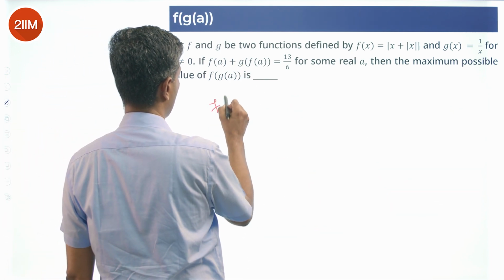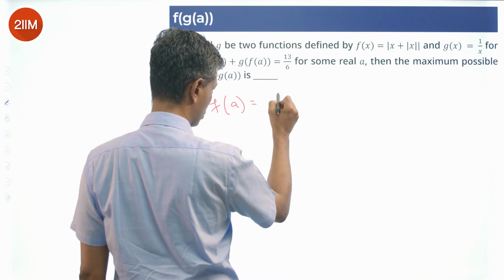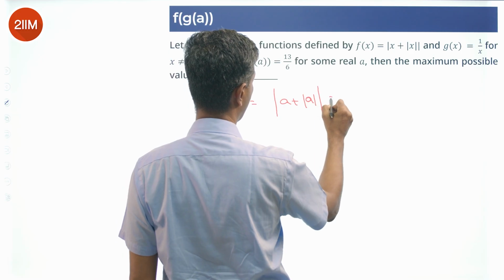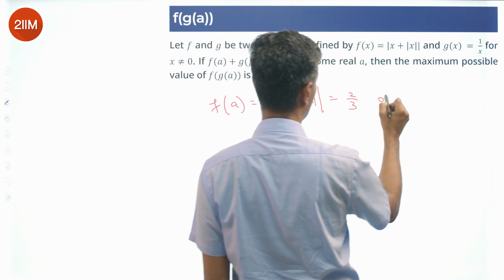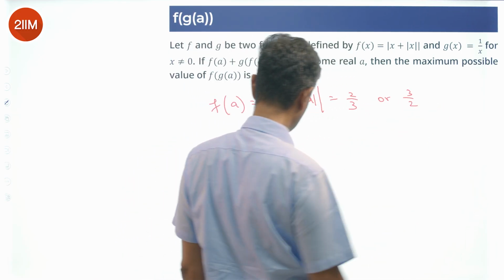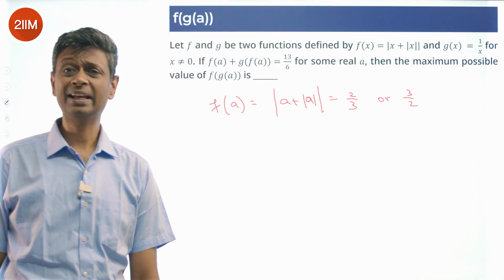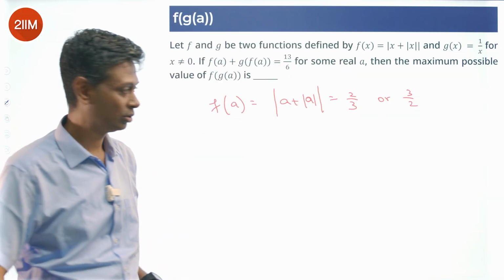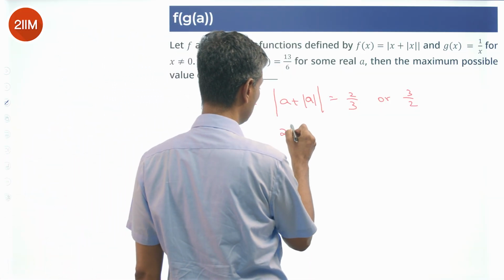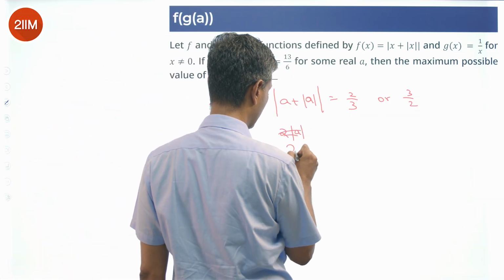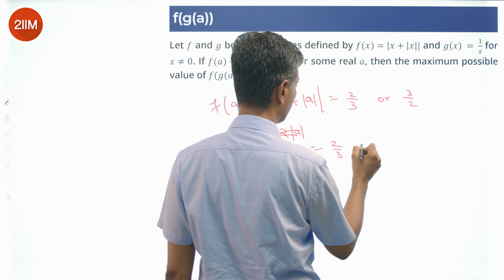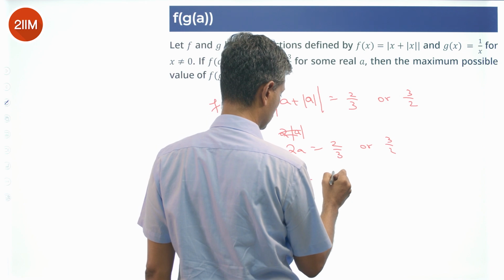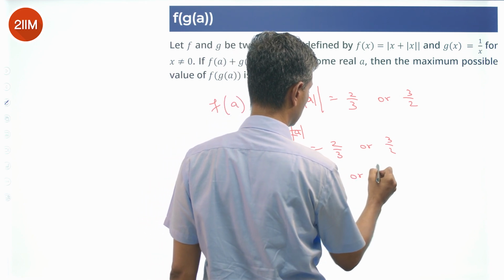So f of a, which is modulus of a plus mod a, is equal to 2 by 3 or 3 by 2. We know that when a is negative, f of a goes to 0. This is not negative, it doesn't go to 0. Or 2 mod a or 2a is 2 by 3 or 3 by 2. Or a is 1 by 3 or 3 by 4.